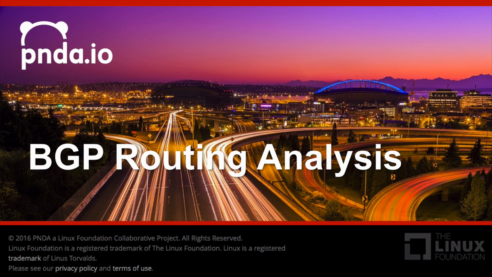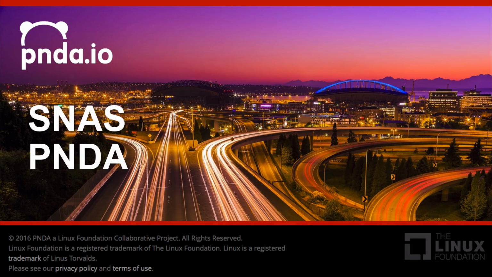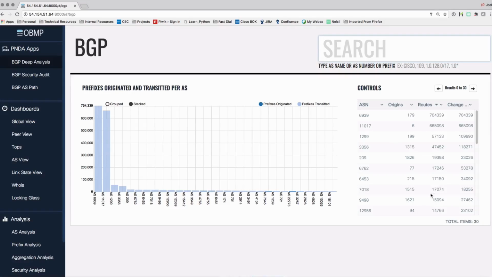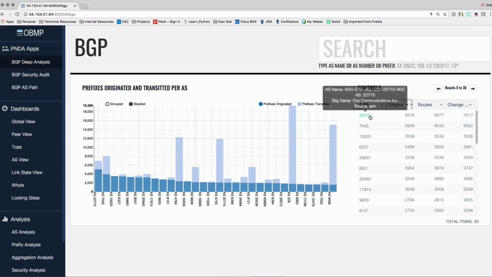In this application, we're going to apply big data analytics techniques to BGP information, digging in using the open source project Streaming Network Analytics System in conjunction with PNDA. The deep analysis application is analyzing the updates that we're receiving through the SNAS application. Here we can see the top N ASs, including the number of prefixes that are being transited and the routes originated.